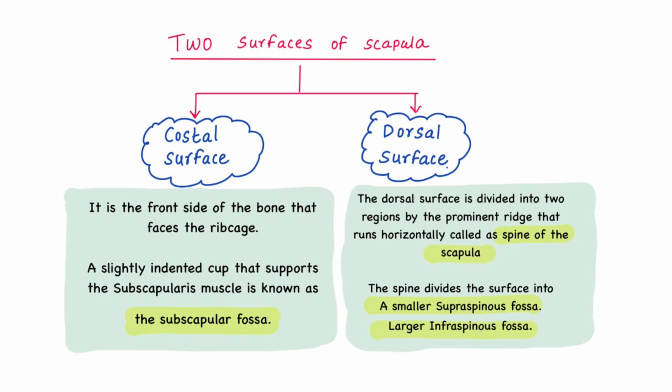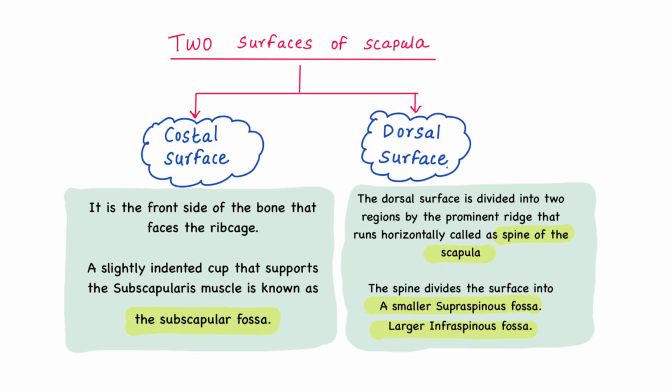So the costal surface is the front side of the bone and that faces the rib cage. A slightly indented cup that supports the subscapularis muscle is known as the subscapular fossa. So on the costal surface, there is the subscapular fossa.